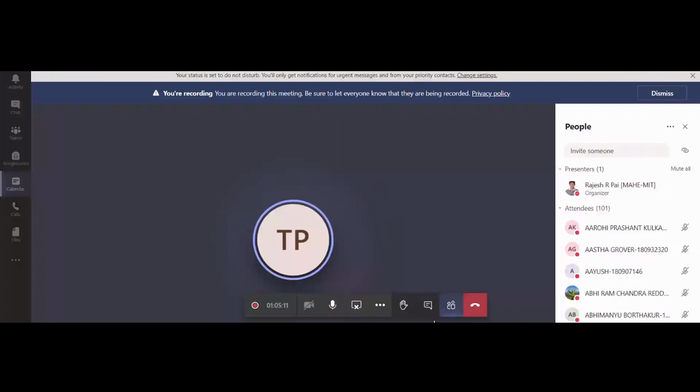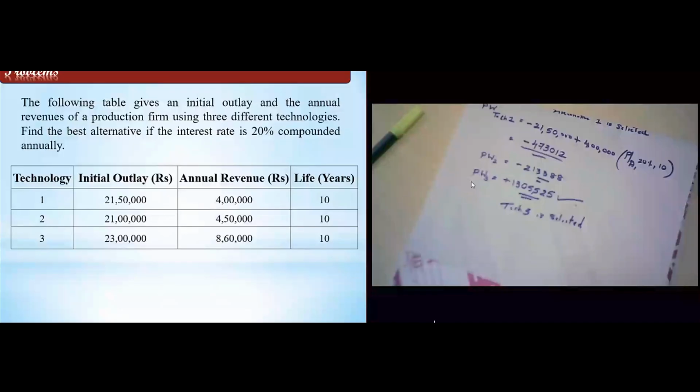Okay, so technology 3 is selected here. This is about the revenue dominated cash flow diagram. Any doubt, any difficulty here? Again, please check with the answers. Okay, next one. Now please copy down the question. Later you can try it out.